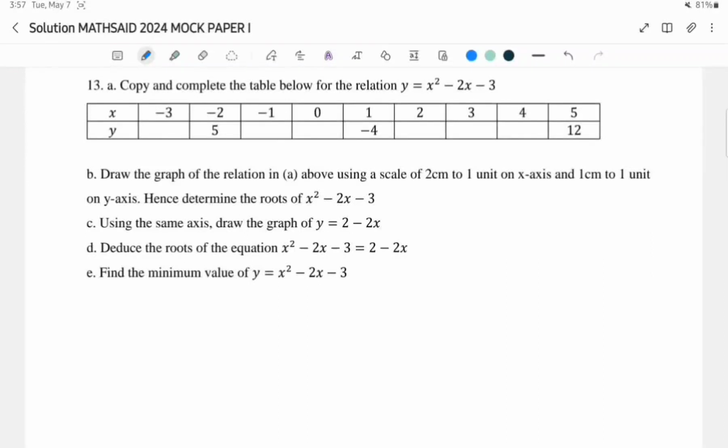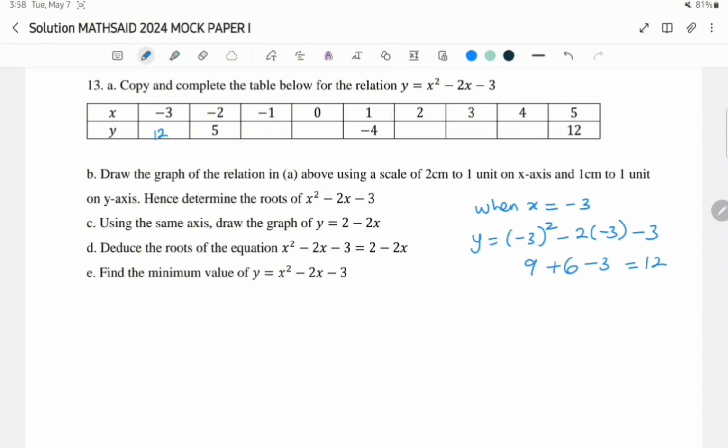In this question, we're asked to copy and complete the table for y equals x squared minus 2x minus 3. Let's just get started. So for x equals minus 3, when x is minus 3, y will be what? Minus 3 squared minus 2 into minus 3 minus 3, which is 9 plus 6 minus 3, and that's 12, right? So that means the answer here is going to be 12.